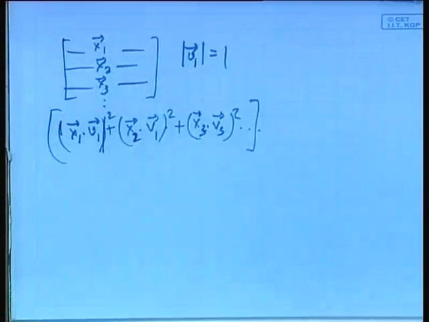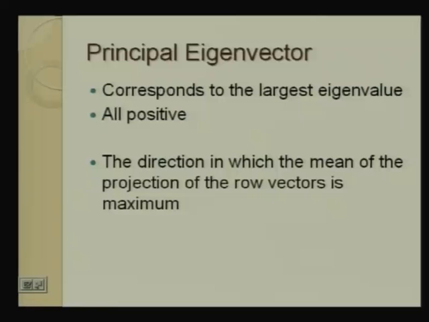Is it the maximum out of all the eigenvectors or maximum out of all the directions? Maximum out of all the directions. If you take all of them, it's the maximum out of all the directions. So it's basically trying to measure the correlation between the rows. So it is the direction of the means in which the correlation between the rows is highest, sort of.